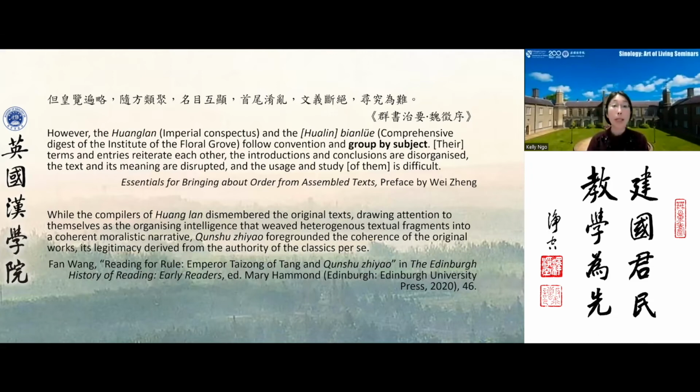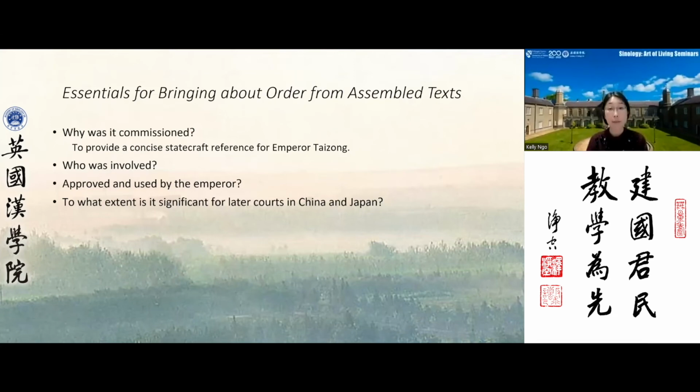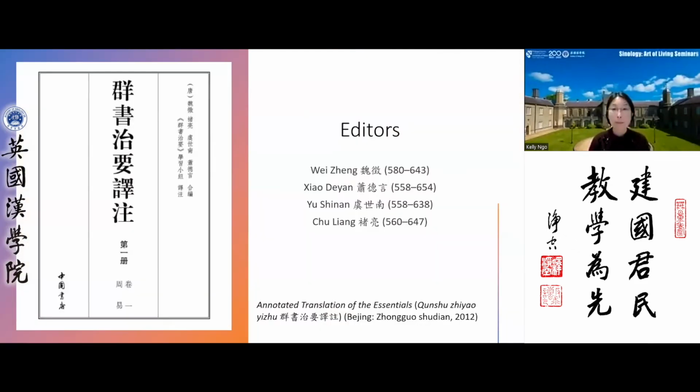So why was it commissioned? It was commissioned to provide a concise, comprehensive statecraft for Emperor Taizong. Now, who was involved? There were 4 editors. We've mentioned Wei Zheng already, and he was, I suppose, by virtue of his role as the director of the Palace Library at the time, the chief editor.